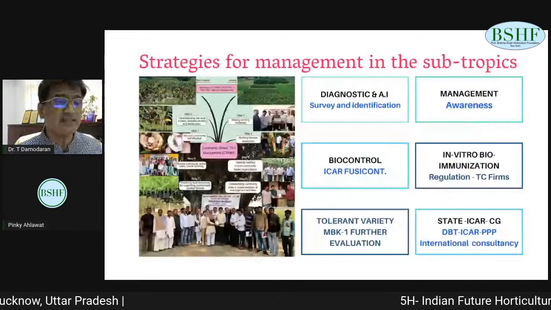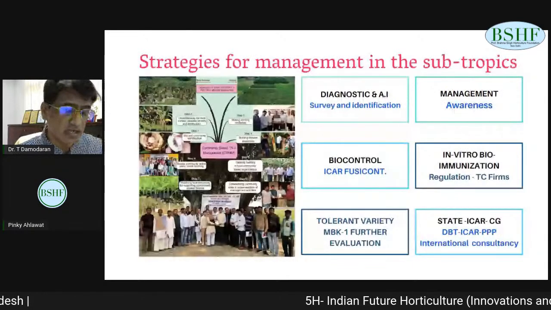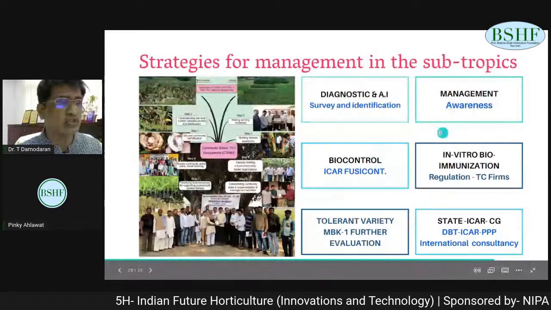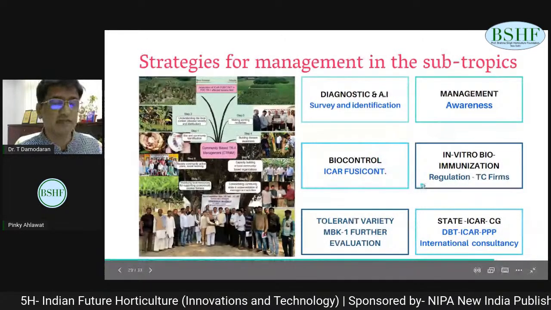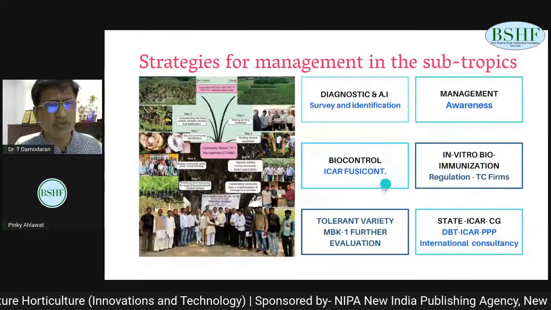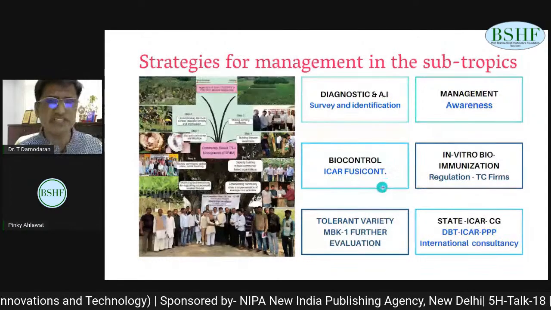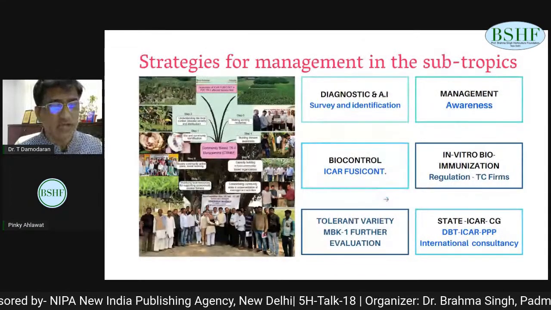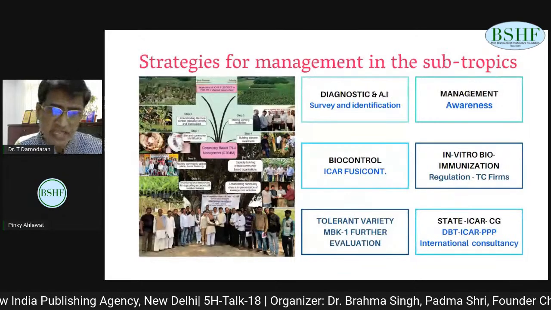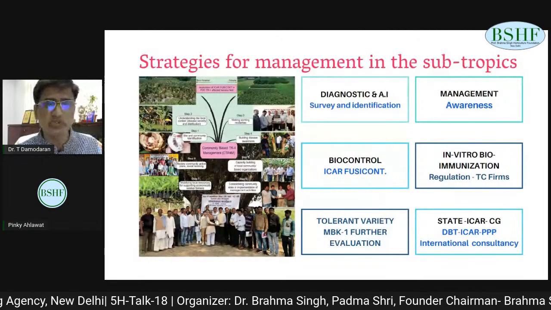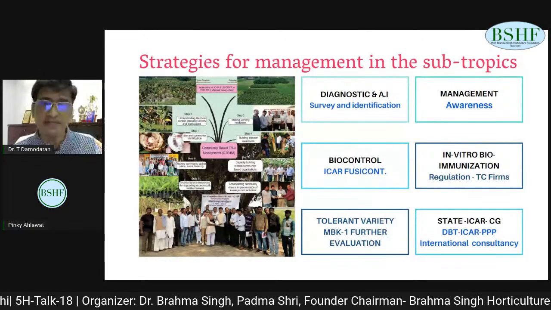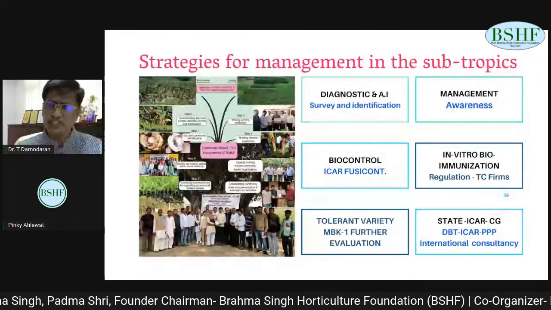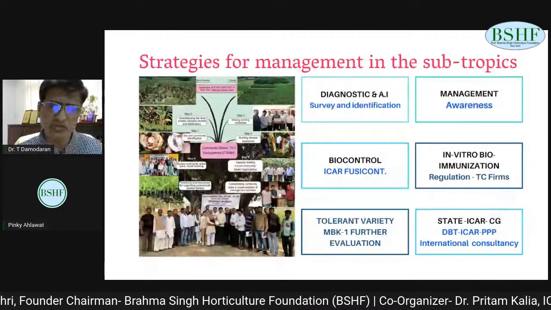And regulatory approval, that is government support for already available products. Biocontrol, we have Fusicon, and some other products may also be coming up. We have to support them, and we have to take them into the system of banana cultivation, so that wherever it is affected or not affected also, it will serve as a prophylactic effect to control the disease in the initial stage itself. And TC firms that are supplying material to the hotspot districts have to be regulated through the government system.